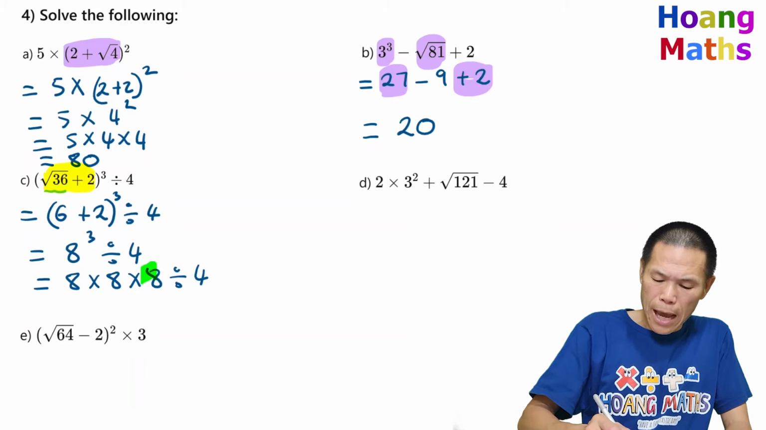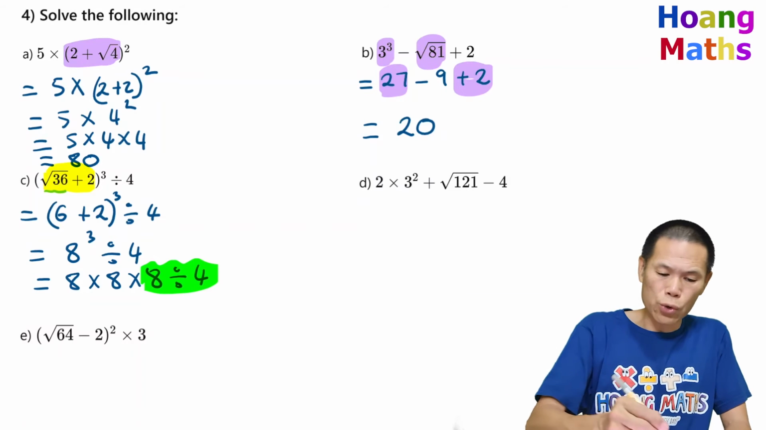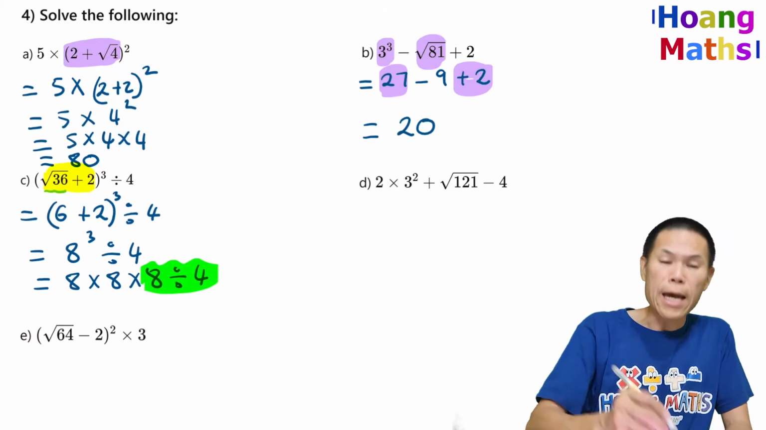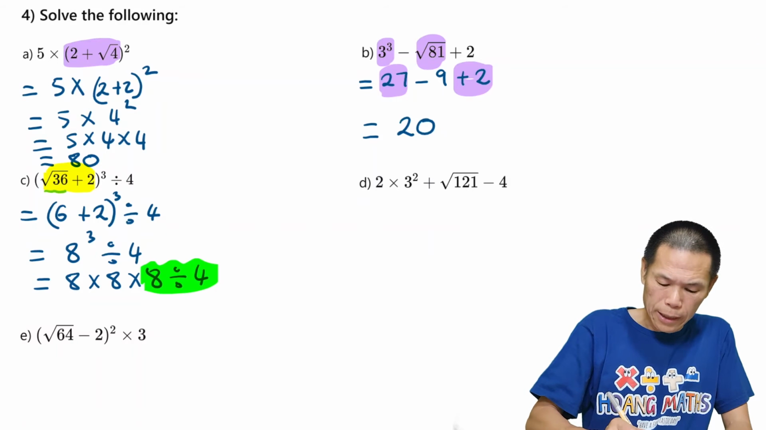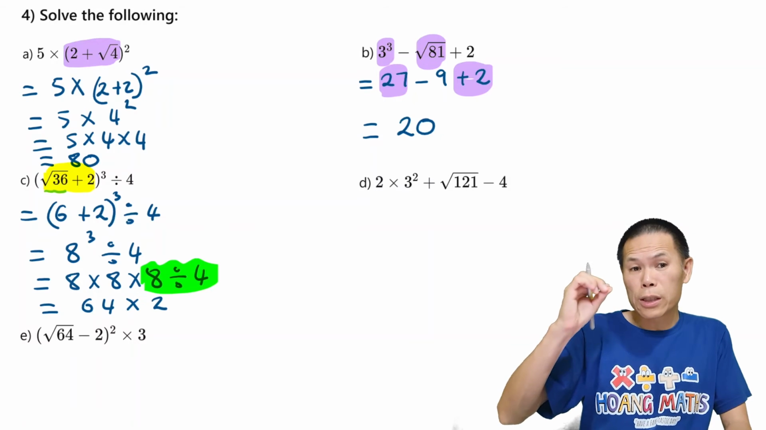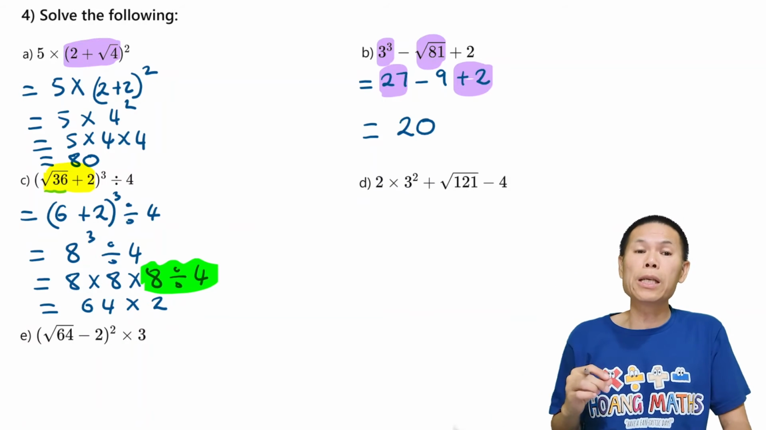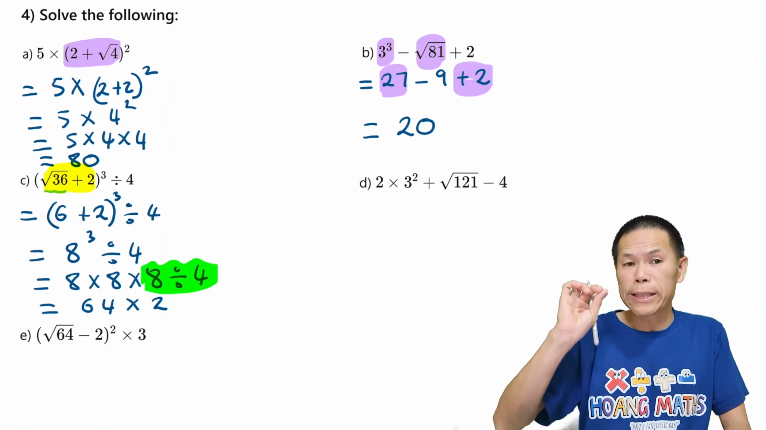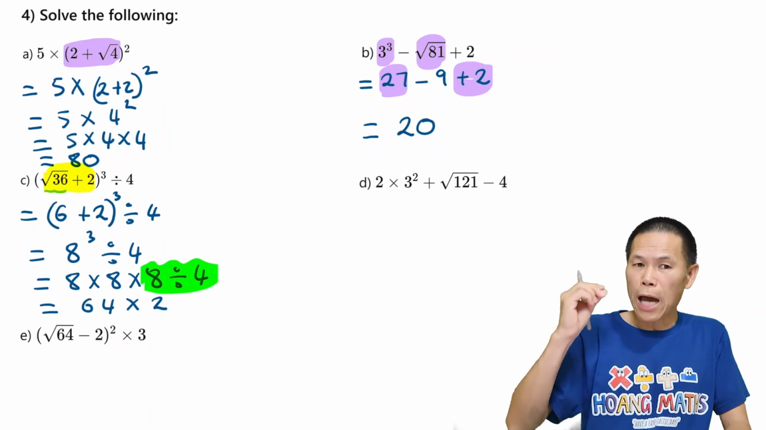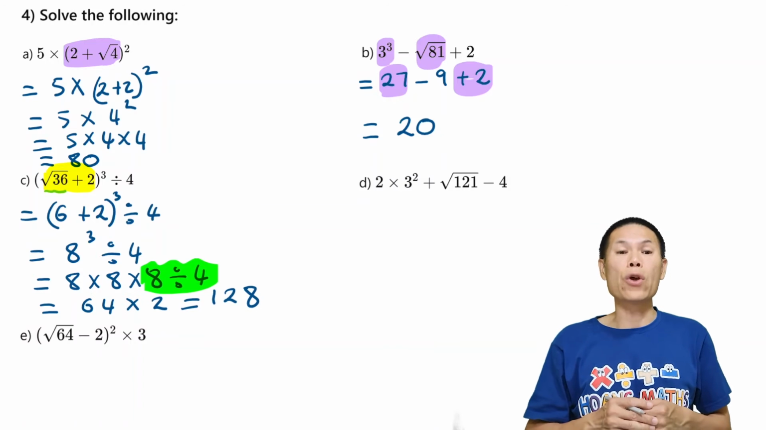That means 8 divided by 4 first. You can also do it like this. 8 divided by 4 is 2, so you can just write 2 first. And 8 times 8 is 64, so you can just write 64. And then this is times 2. So 64 times 2 is 128, because double 60 is 120, double 4 is 8, and added together that gives me 128. So let me just write here: equals 128. That is your answer.